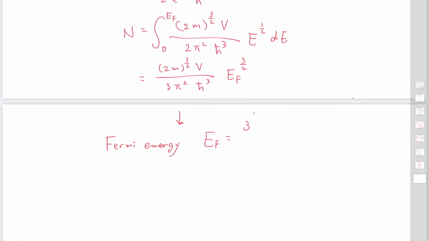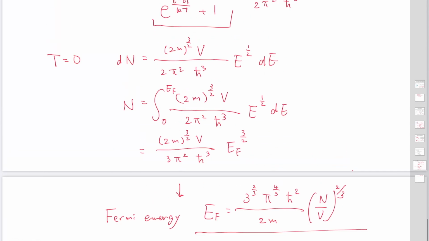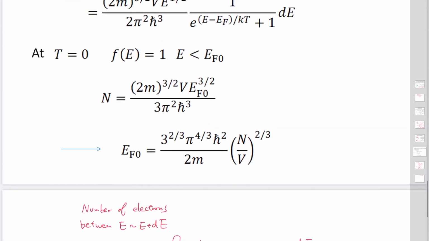E_F equals (3π²)^(2/3) ħ² over 2m, times the number density of electrons to the power of 2/3. So using this equation, you can find the energy of the electrons inside of the metals. So this is exactly equal to this equation. Okay, so this is the end of this session.